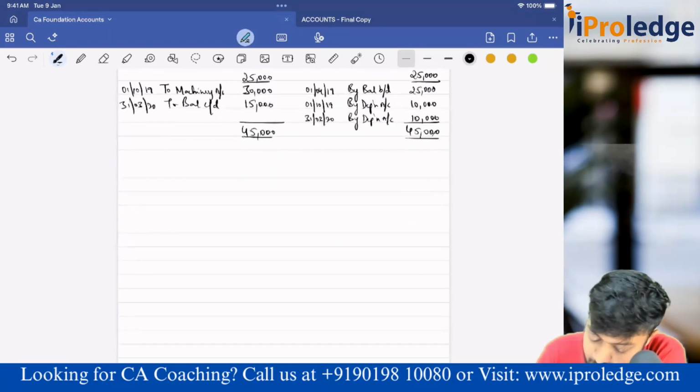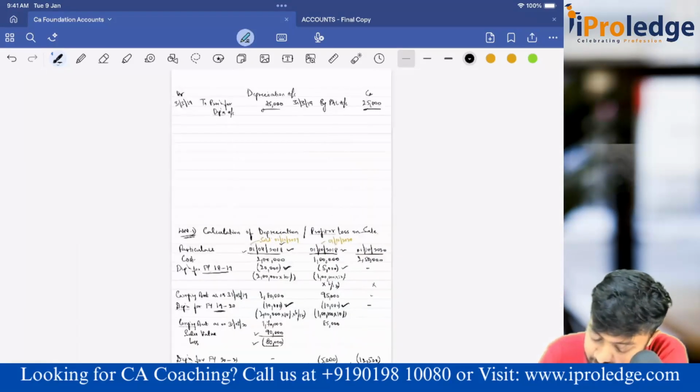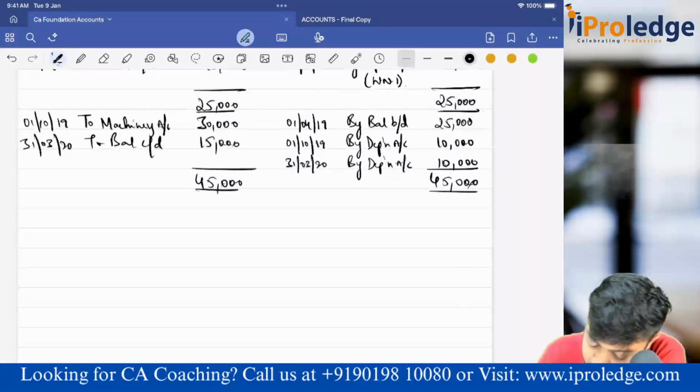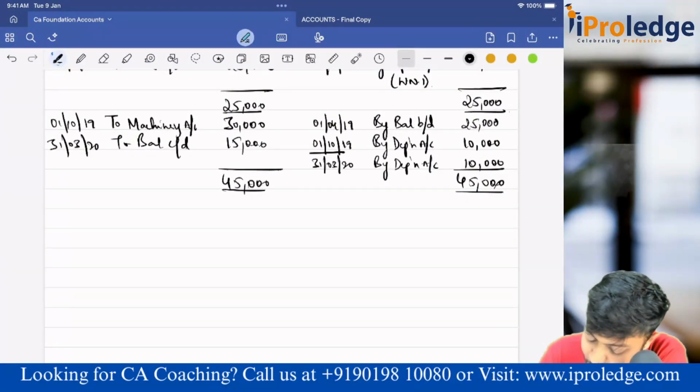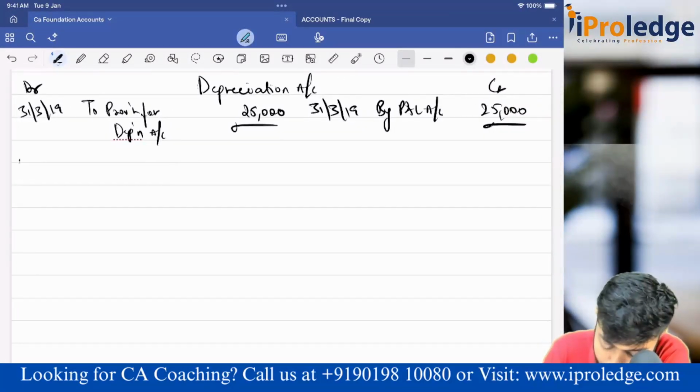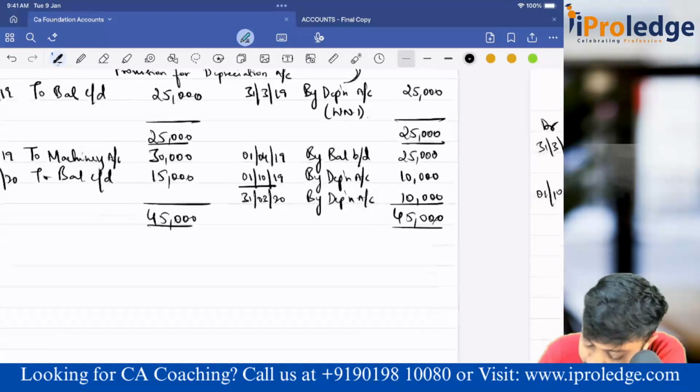Then let's enter next year. Before entering next year, this depreciation. How much depreciation we have charged? On 1/10 we have charged depreciation of 10,000. We'll post it here. 1/10/20. Wherever depreciation has come, just see. So here it has come.